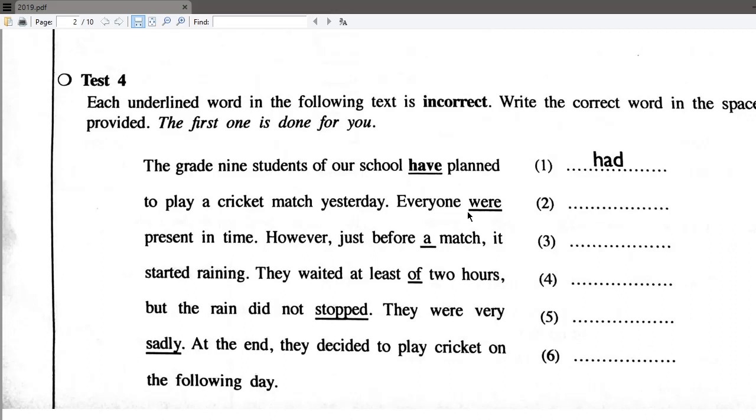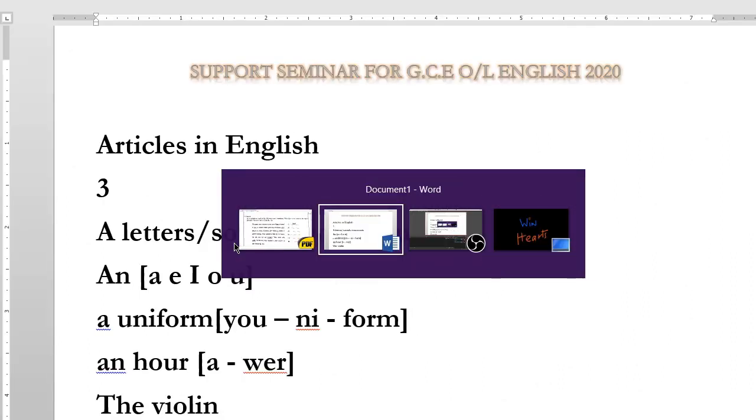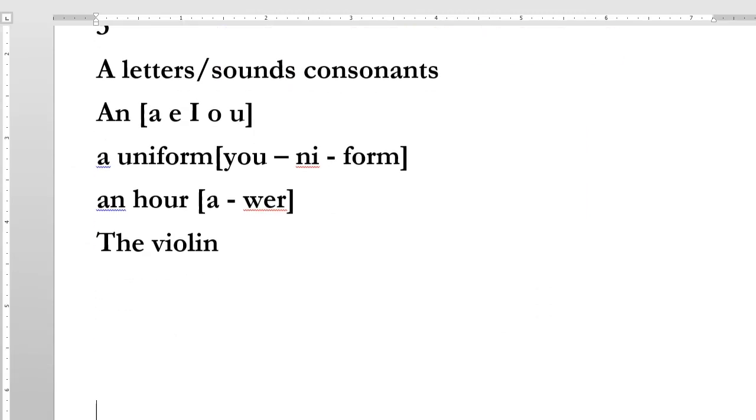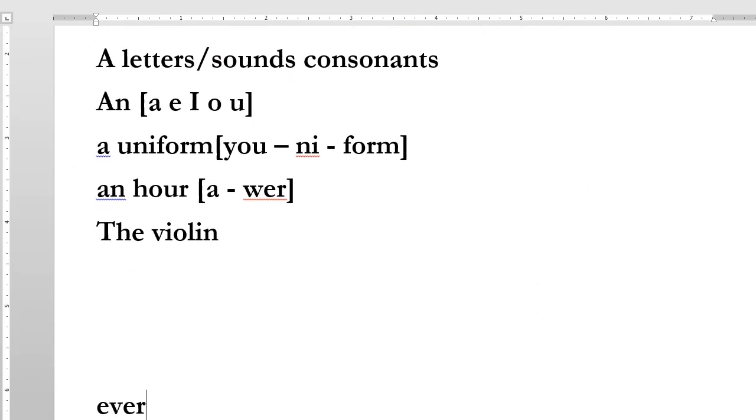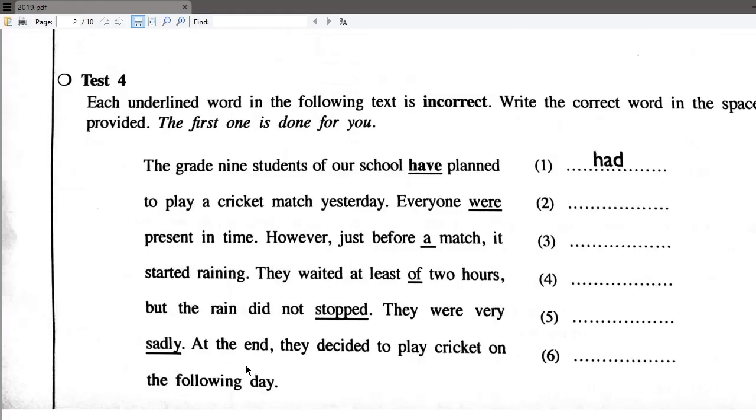"So everyone were present in time." What is wrong there? When you want to speak about everyone, you don't say "were," you will say "was," W-A-S. So remember, when you want to say about everyone, you can say "was": everyone was present. That's what you say, isn't it?